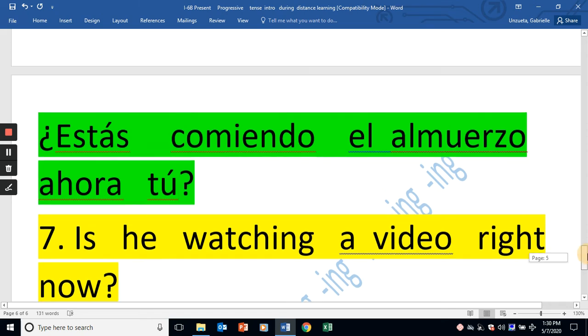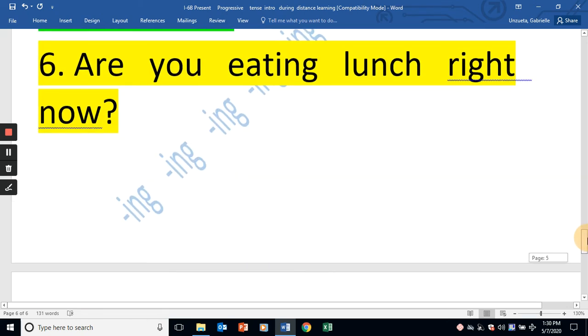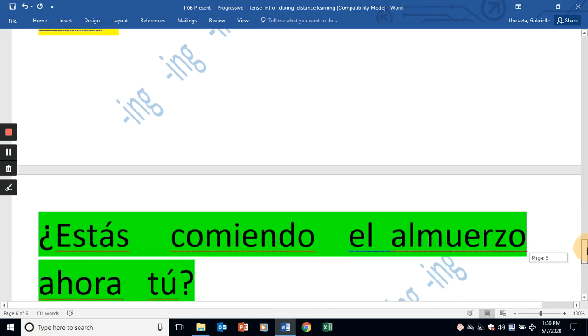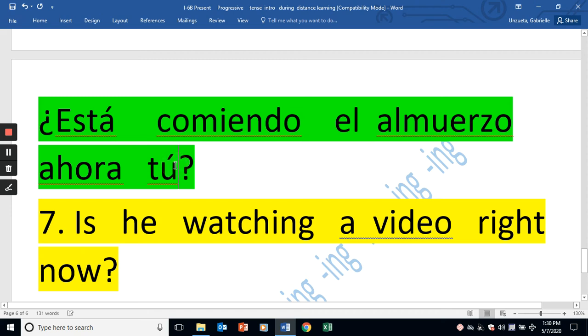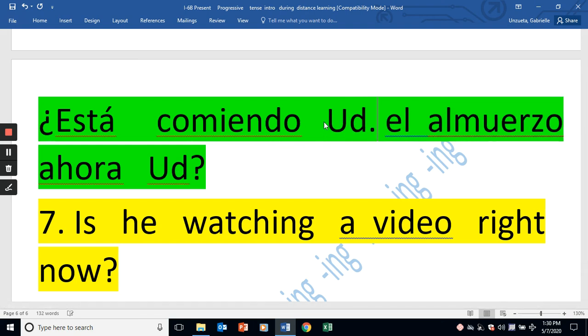Now, I have a quick question for you guys. How would we change this if we were talking to our boss? Are you eating lunch right now? How would we turn that into a boss scenario? We would use usted. That's absolutely right. In that case, we'd get rid of this, and we would put usted. ¿Está comiendo el almuerzo ahora usted? Or ¿está comiendo usted? We could put the usted there as well. We could put it one of two places. As long as it's after the verb in a question, we're all good. All right, but not both places.